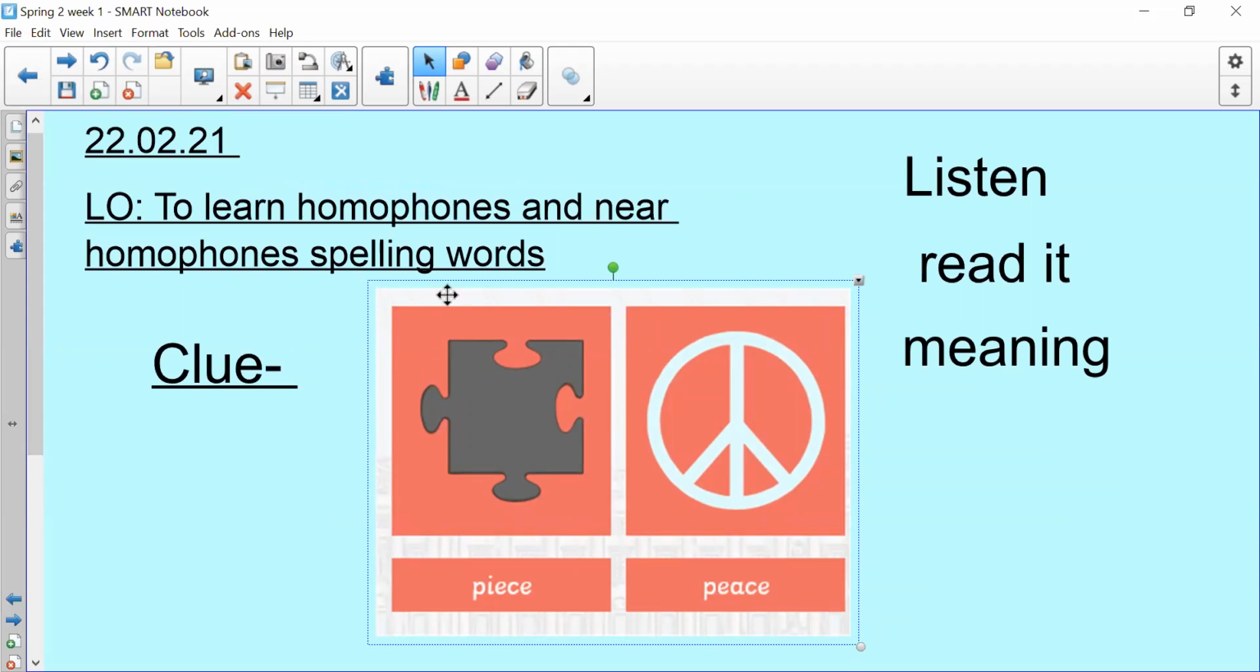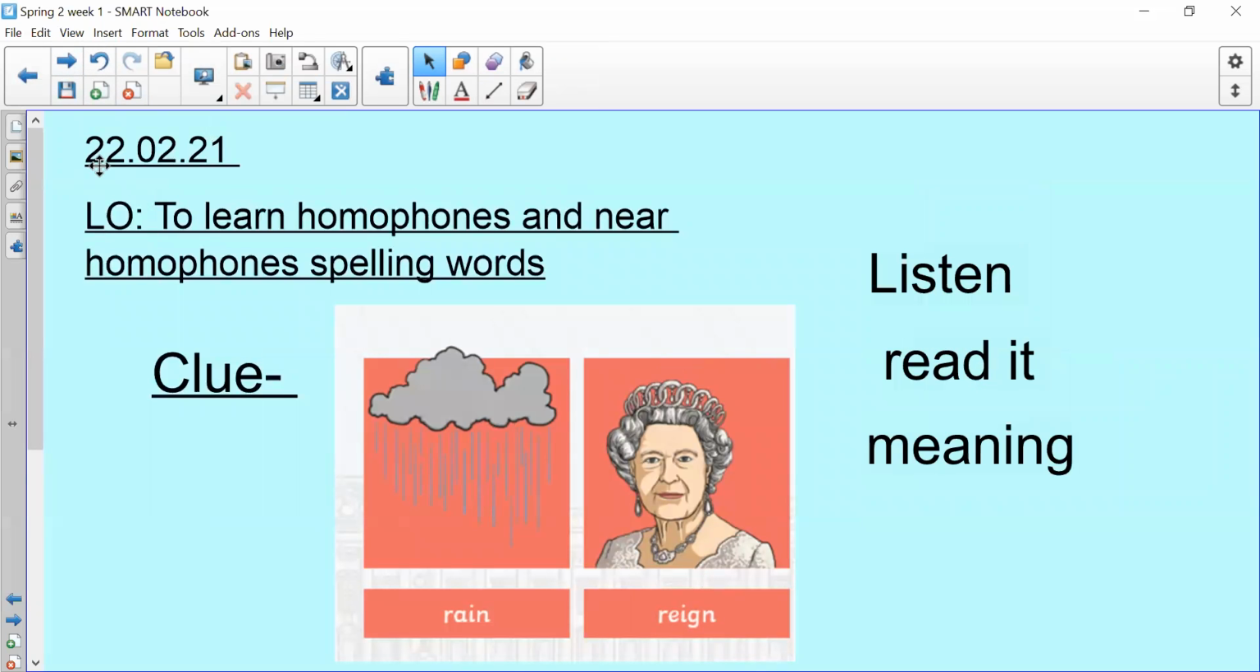So we've got a piece of a puzzle here and we've got a piece and a peace sign here. I want you to listen, peace, peace. I want you to read the words and I want you to think of the meaning of each of the words. Does that help you understand what a homophone is a bit more? Pause the video now and have another little think. Okay, let's look at another one.